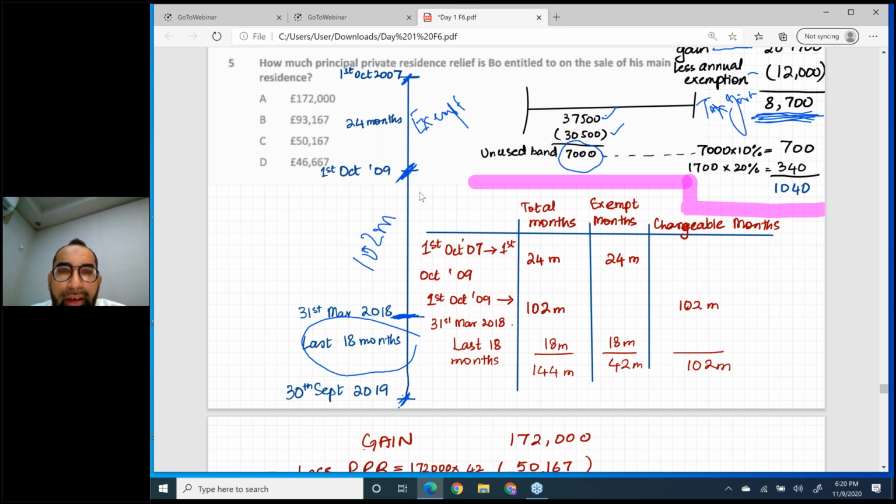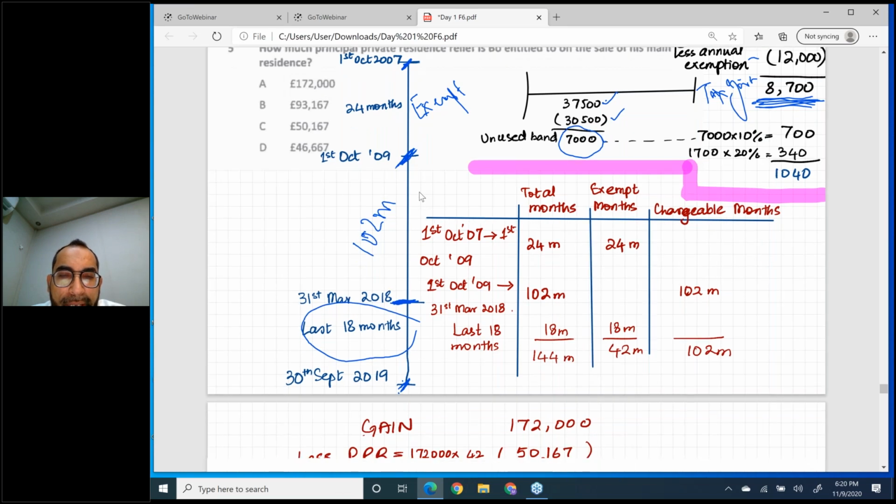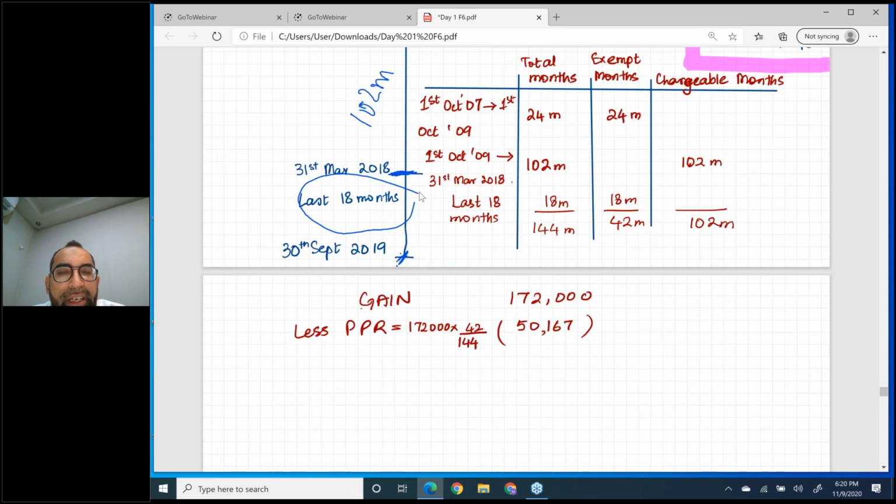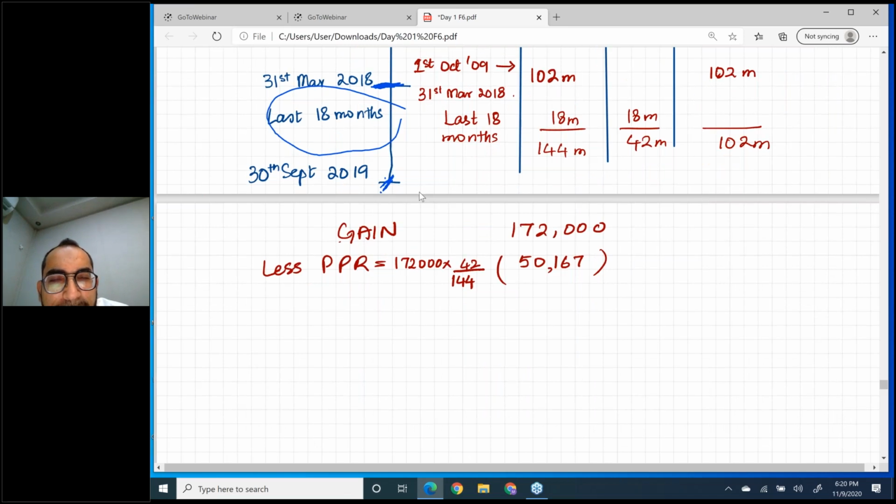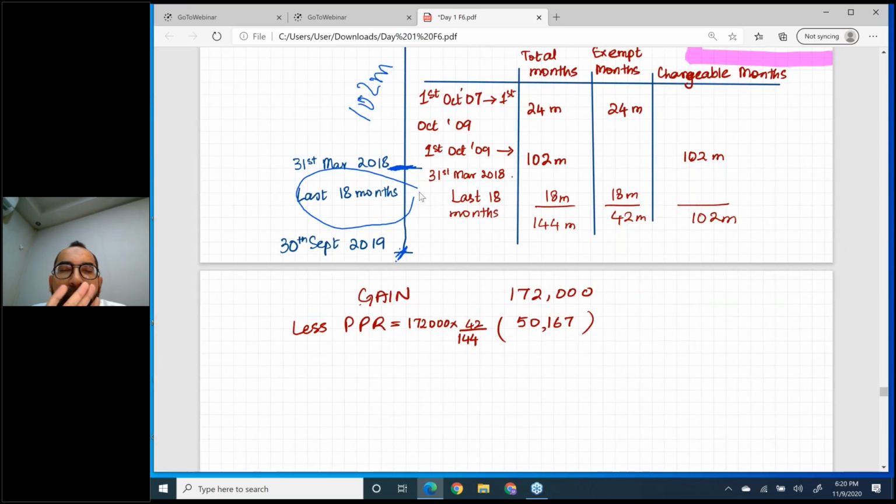Now look here. The ready-made gain was 172,000. How do we calculate PPR? The formula of PPR is gain multiplied by exempt months divided by total months. So this will be 50,167, and this is your PPR. That's the requirement of the last question, to calculate PPR. Right?